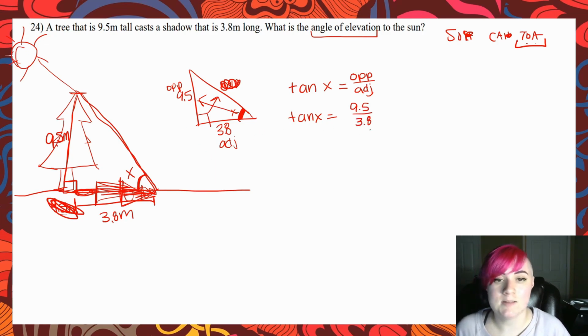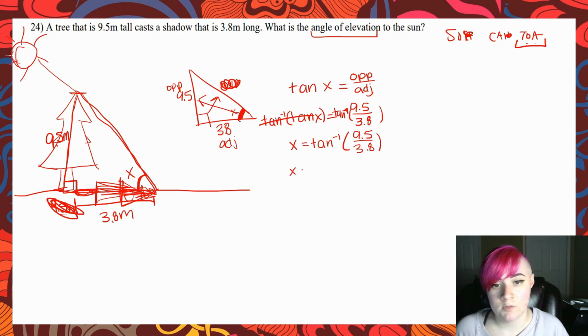Then we have to solve for X. Since we have tangent of X, we have to get rid of tangent. So we apply tangent inverse to both sides. These are going to cancel out, giving us just X. Then we're still going to have tangent inverse of this fraction, which you can just type in the calculator.